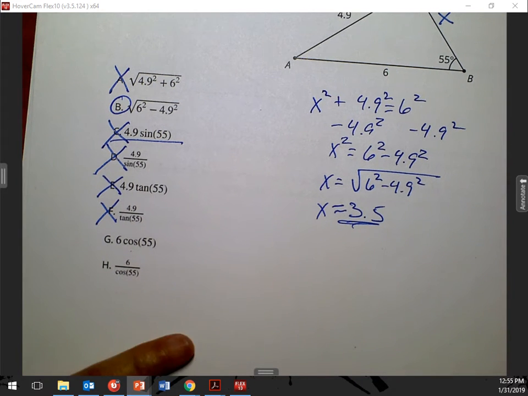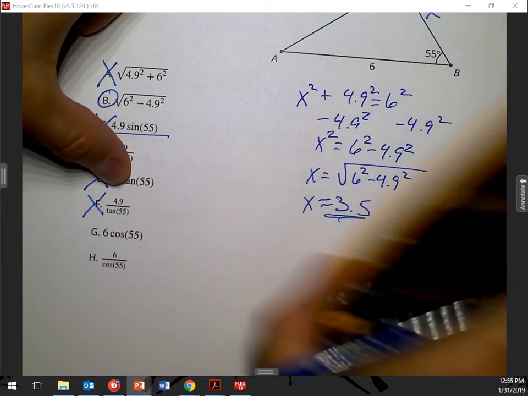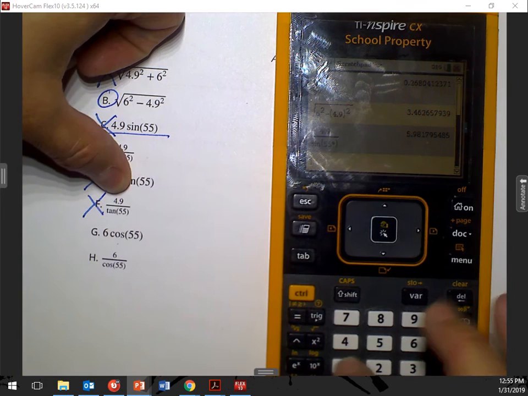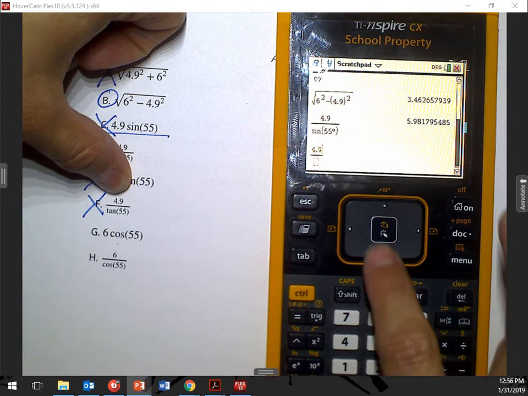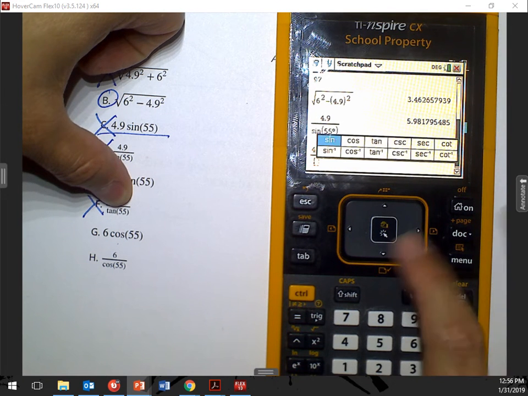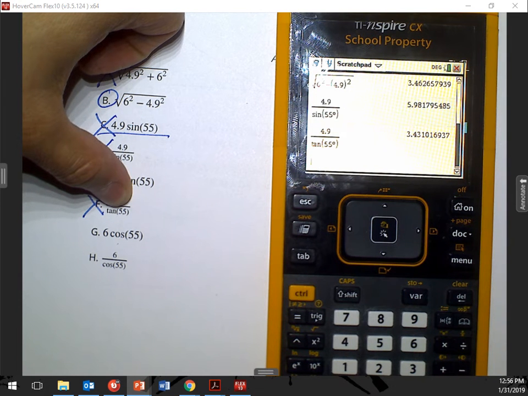F, you know how it's 4.9 over tangent of 55? Okay, so you're saying this one right here? Yeah. So control divide, 4.9 over tan of 55 degrees, 3.43. So that one's not.